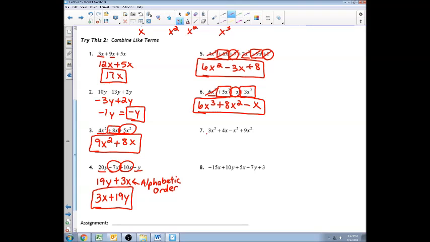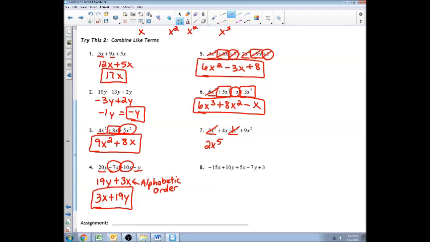Problem number 7, I have 3x to the 5th. Is there another x to the 5th? Yes, there is. It is a negative x to the 5th. Remember, just like we talked about in problem number 2, if there is not a number in front of a variable, it really is just a 1. If you want to write that in for yourself, just for a helpful reminder, go ahead and do so. So I have 3x to the 5th minus 1x to the 5th. That will give me 2x to the 5th. My x to the 5ths are done now.